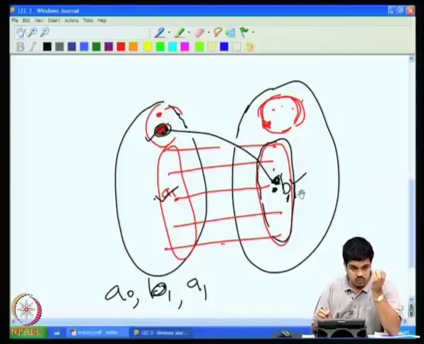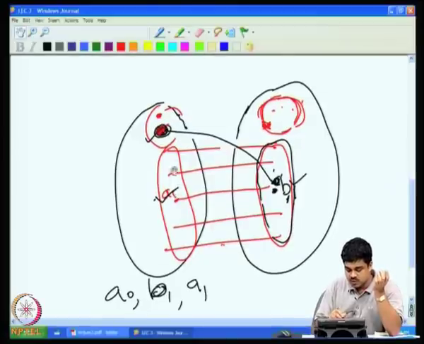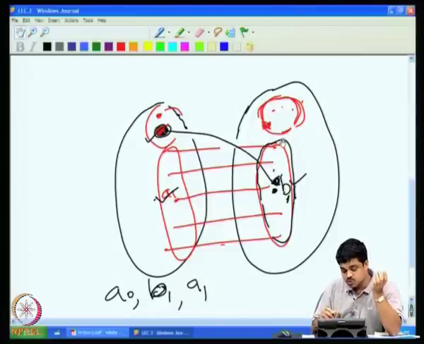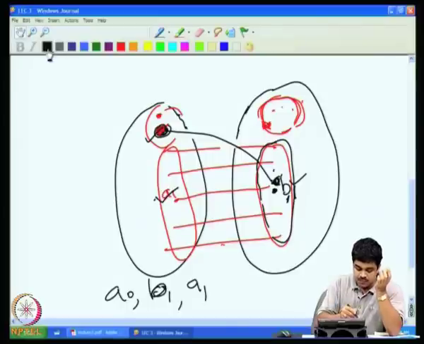If that is not true, and B1 is the only neighbor of A0 and A1 together, then Hall's condition will be violated. Why? Because if you consider this set of two elements A0 and A1, then according to Hall's condition it should have at least two neighbors on the other side. If B1 is the only neighbor that A0 and A1 together have, it will definitely violate Hall's condition. Therefore, there should be one more vertex on the other side which is a neighbor. Let us call it B2.